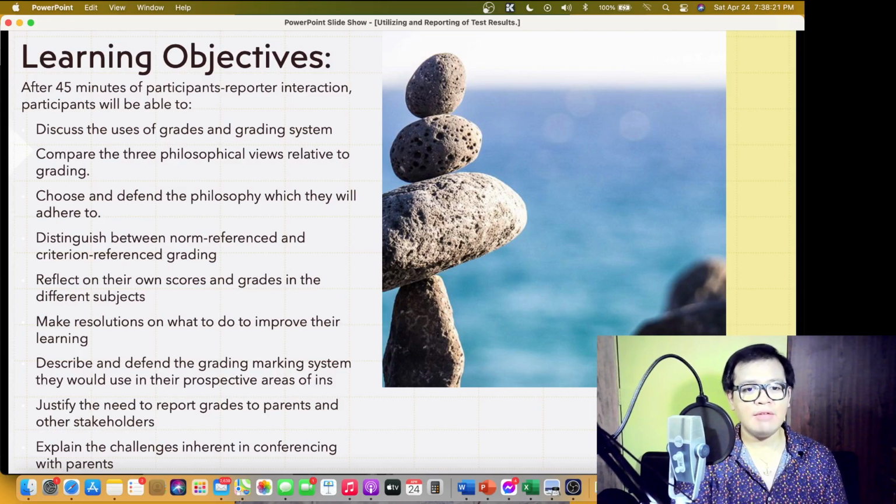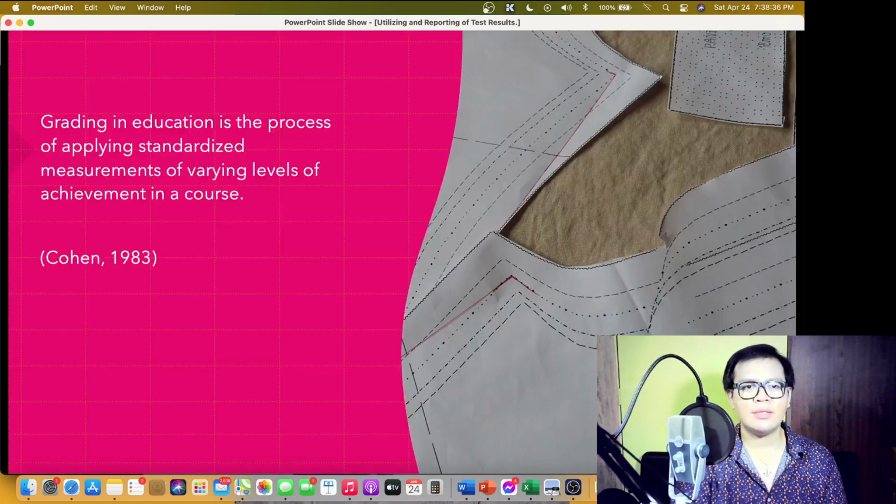Seven, describe and defend the grading and marking system that they would use in their respective areas. Eight, justify the need to report grades to parents and other stakeholders. Nine, explain the challenges inherent in conferencing with parents.